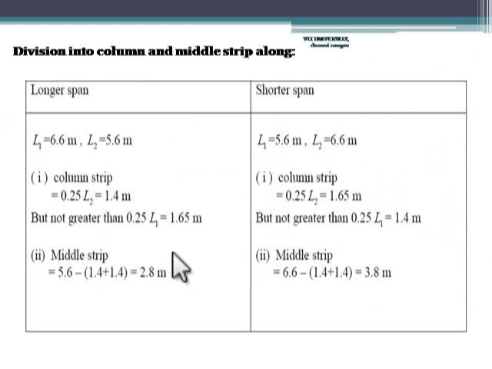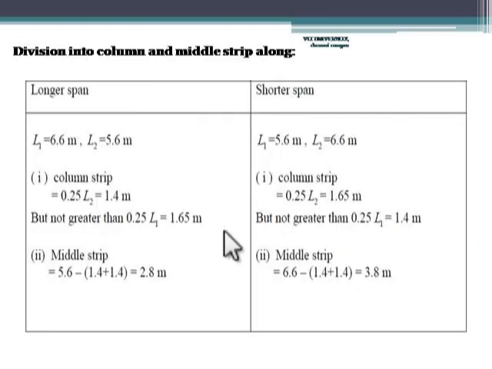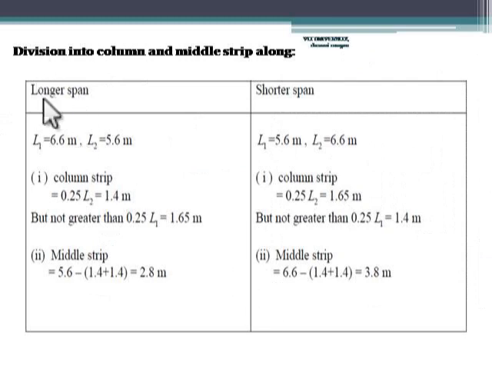At first we are taking a longer span and a shorter span. This is the longer span, this is the shorter span. For the longer span, L1 is 6.6 and L2 is 5.6. That is division into column and middle strip along each direction. In this we are finding out the column strip and middle strip.